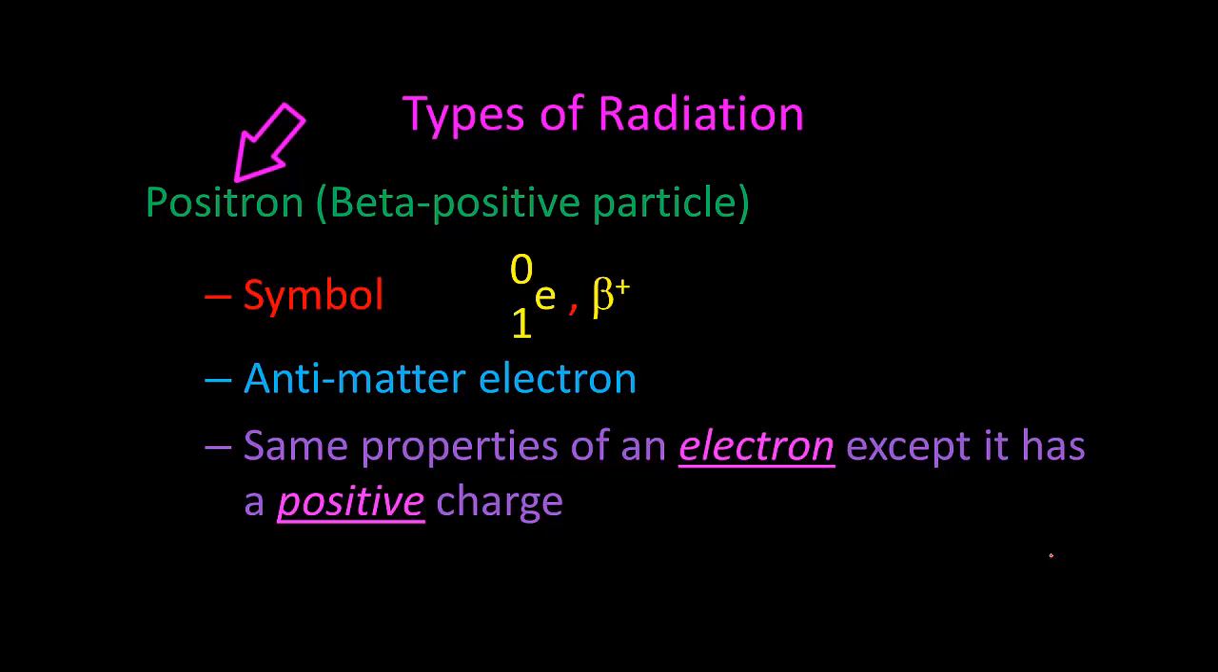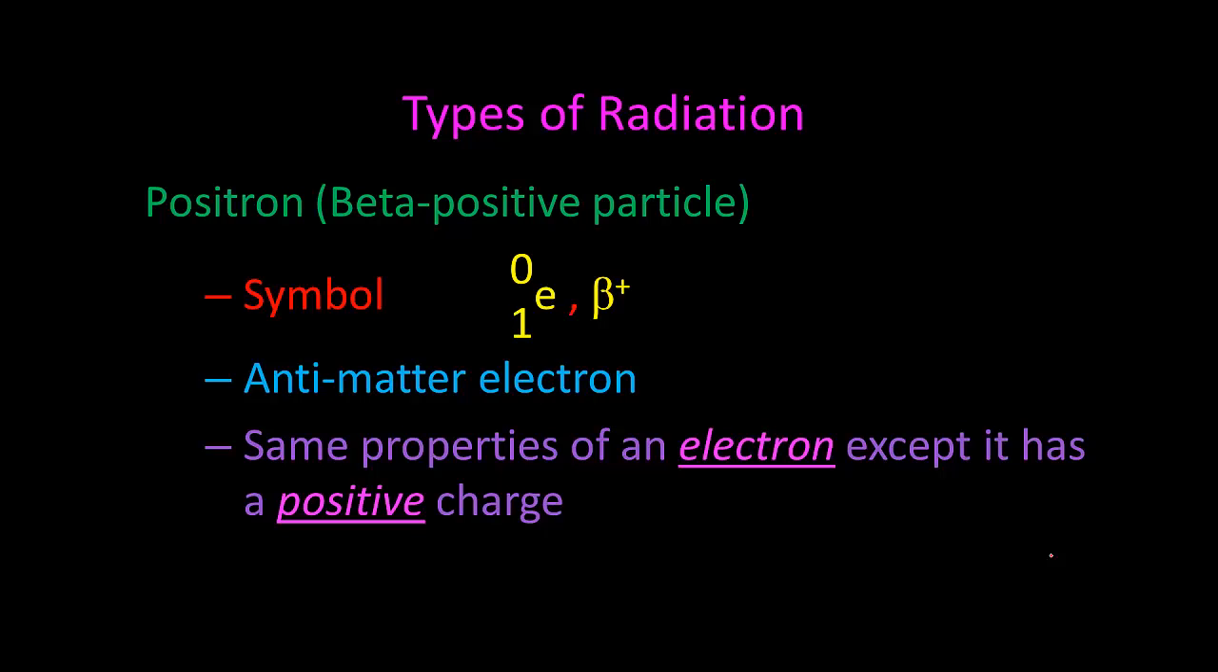Now a positron is also called a beta positive particle. It is an electron that is positively charged. We call these pieces of matter antimatter when an electron is positively charged, but it still has the mass of an electron as we know it, which is about 1 divided by 2,000 the mass of 1 proton or 1 neutron.